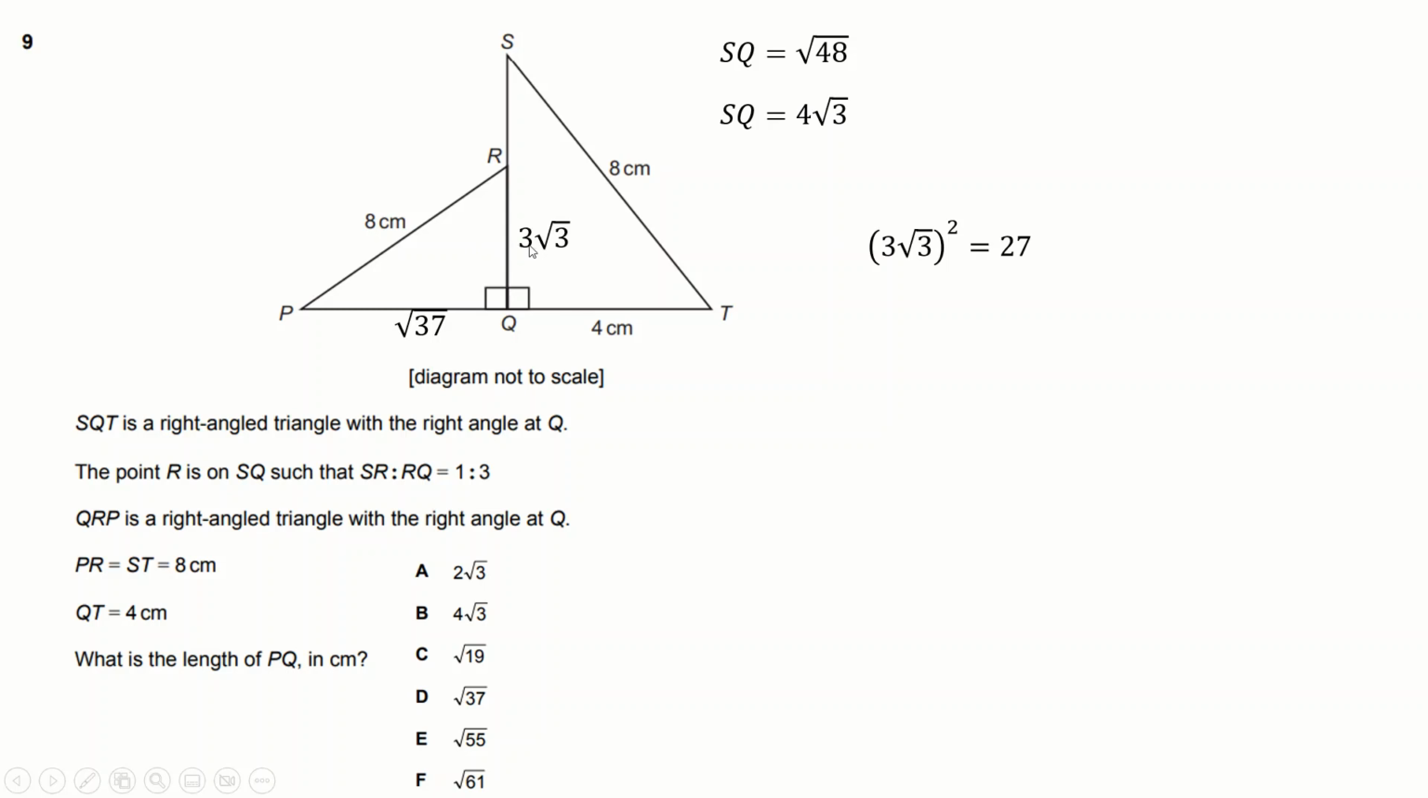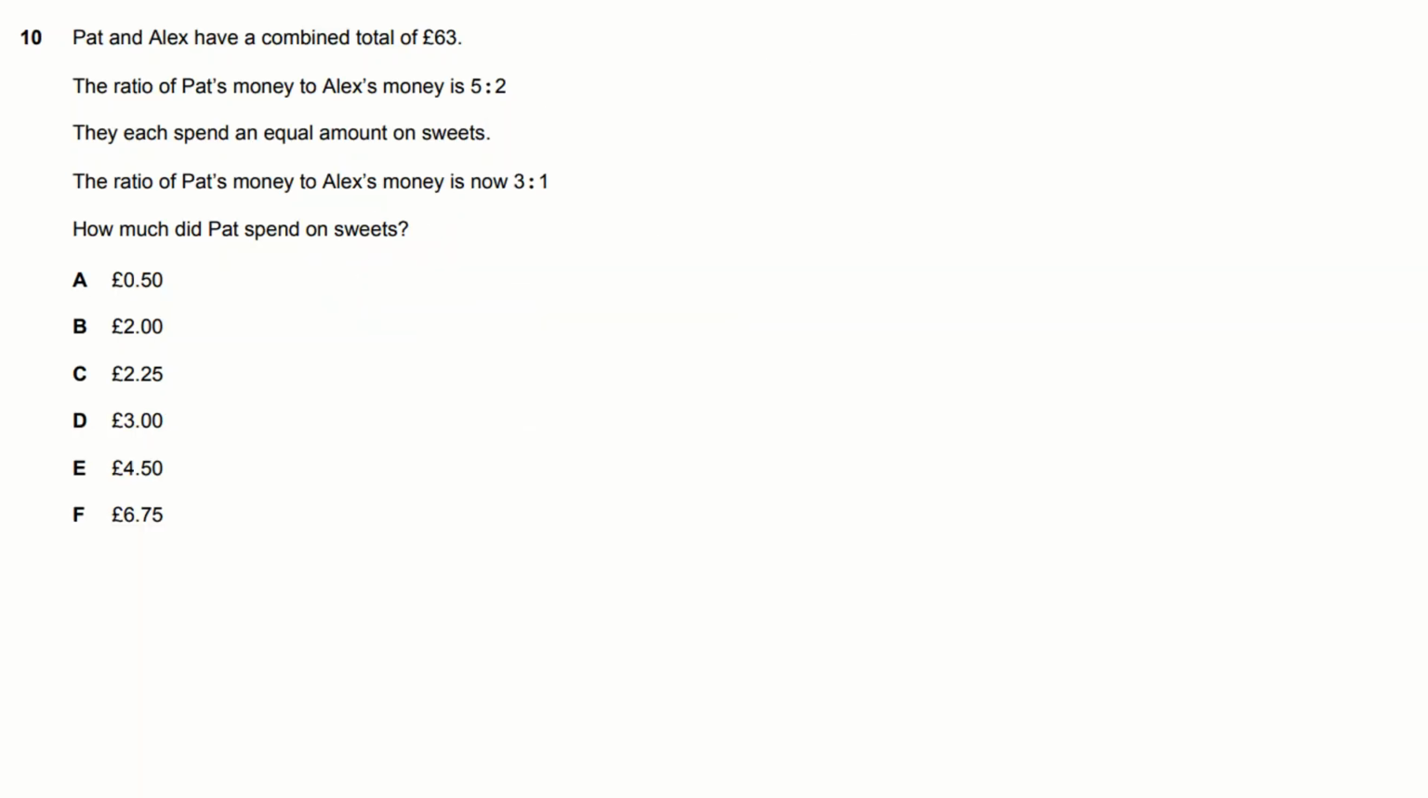64 minus, what the hell has happened there? 64 minus 27 cannot be 37. Oh, it is. How? I've just typed it into the calculator. That blew my mind for a second. I have no idea how that's the case, but sure, whatever. Question number 10.